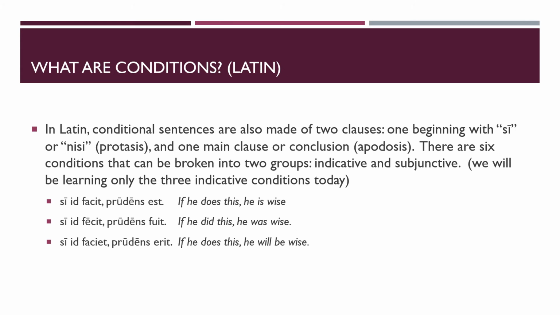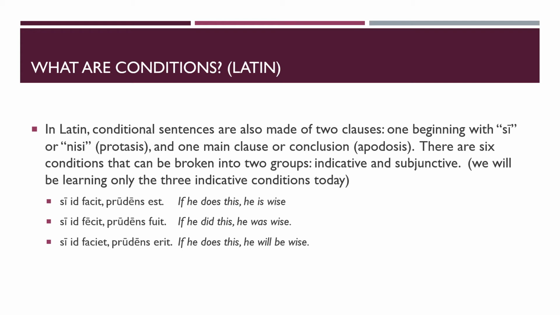In Latin, it's pretty straightforward for right now. There are 6 conditions in Latin, and it's all based on the verbs used. Today we're only going to learn 3 of them. Well, you can take those 6 conditions and split them into 2 types. There's the indicative, and then there's the subjunctive. 3 indicative conditions, 3 subjunctive conditions. So today we're only going to learn the indicative conditions, and they're the more straightforward ones.